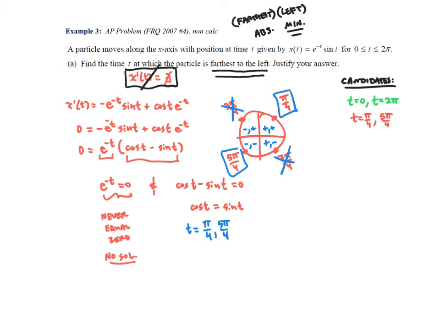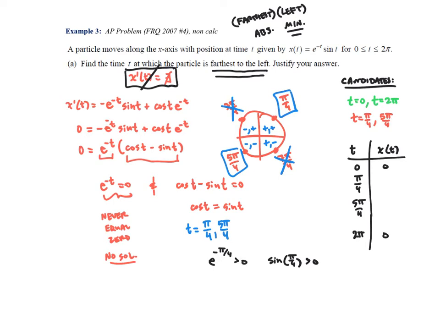Now let's test our t values within x of t. We're going to test 0, pi over 4, 5 pi over 4, and then 2 pi. I'm guessing there's a couple of gimmies here. Sine at 0 is 0, so that would make x at 0 also 0. Sine at 2 pi is also 0, so x at 2 pi is also 0. Now pi over 4. What is the sine of pi over 4? Well, I know it's greater than 0. So e to the negative pi over 4 is also greater than 0. So I'm going to get a positive value here for x of pi over 4.